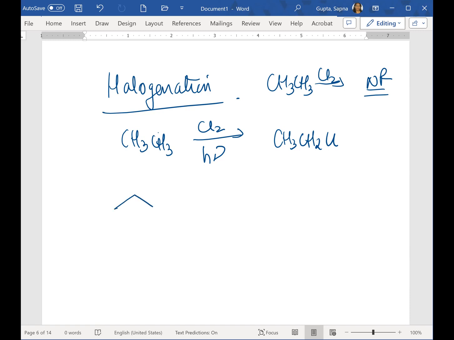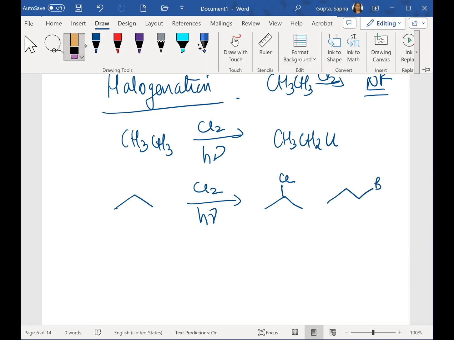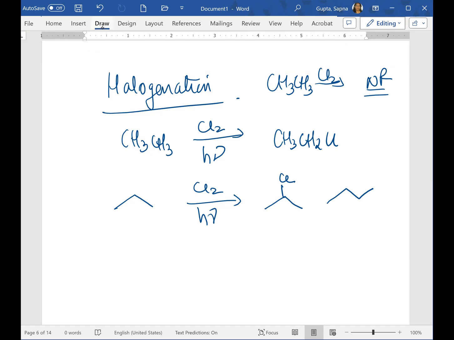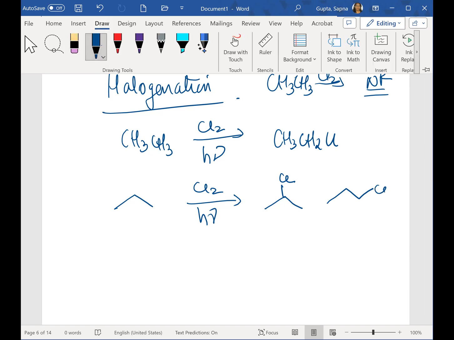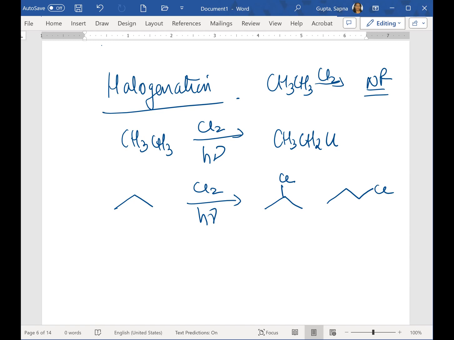Now if you have propane and you're trying to do the same reaction with chlorine, in this case you can get two products, because you'll get the chlorine here, and then you will also get chlorine, excuse me, I don't know why I'm writing bromine, chlorine on the end. So now your chances of getting constitutional isomers has just increased. This is a secondary halide, this is a primary halide.